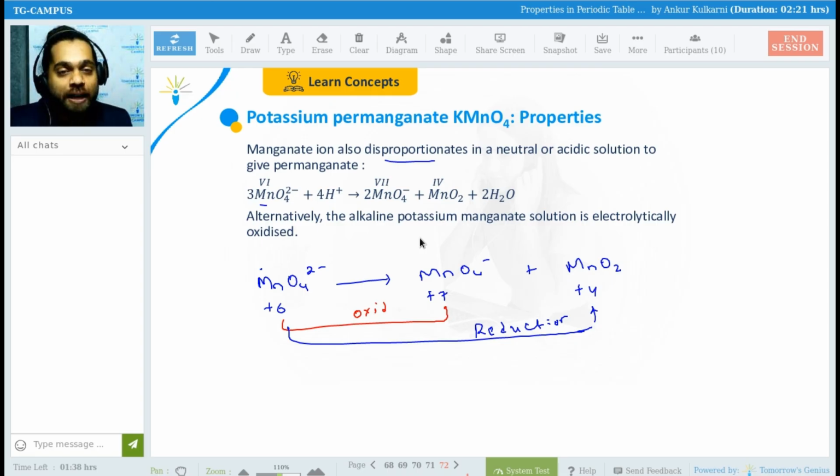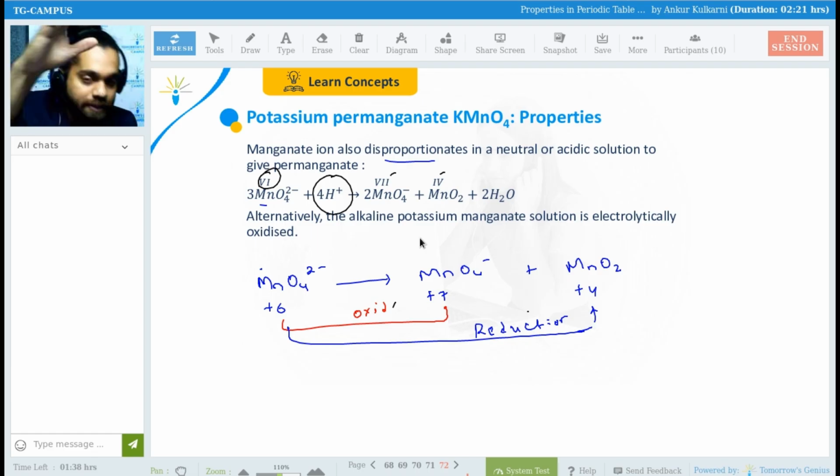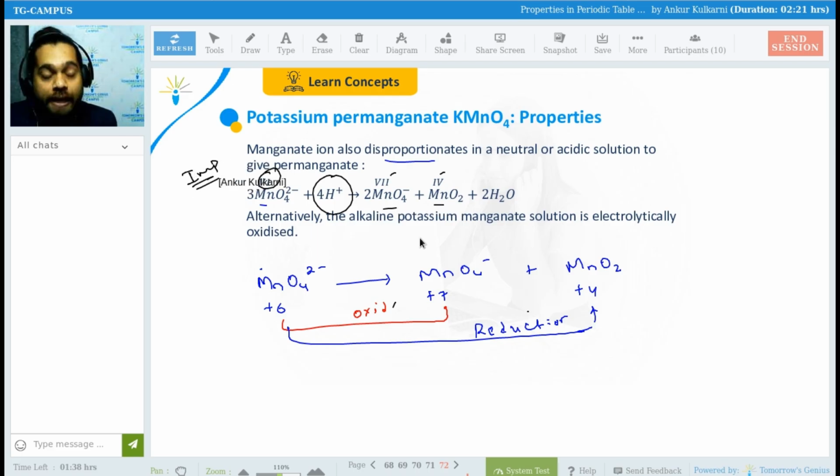So over here, disproportionation means what? Plus 6 to plus 7 and plus 4. That means the same element, your manganese, is undergoing oxidation as well as reduction. So when does this happen? When you put it in an acidic medium. When you drop your MnO4 2 minus, that is your manganate, into acid, what will happen? It will turn into MnO2 and potassium permanganate. Come on, write down this reaction. Important. Write down the reaction and done in the chat box.